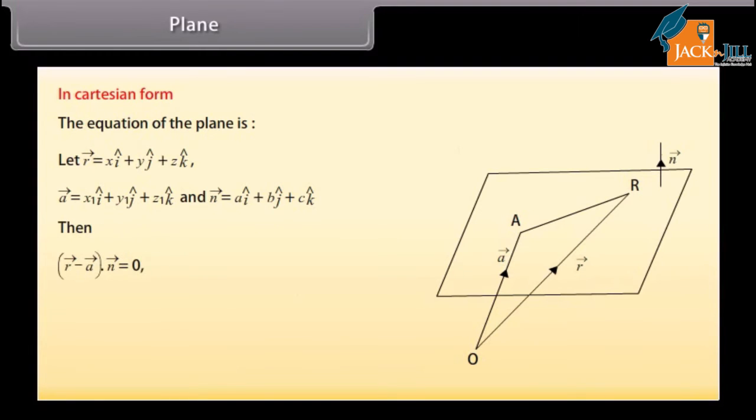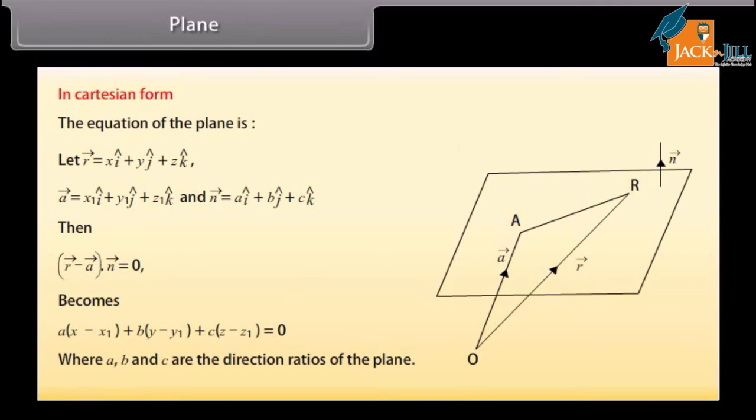Then, dot product of vector r minus vector A and vector n equals 0 becomes a into (x minus x1) plus b into (y minus y1) plus c into (z minus z1) equals 0, where a, b, and c are the direction ratios of the plane.